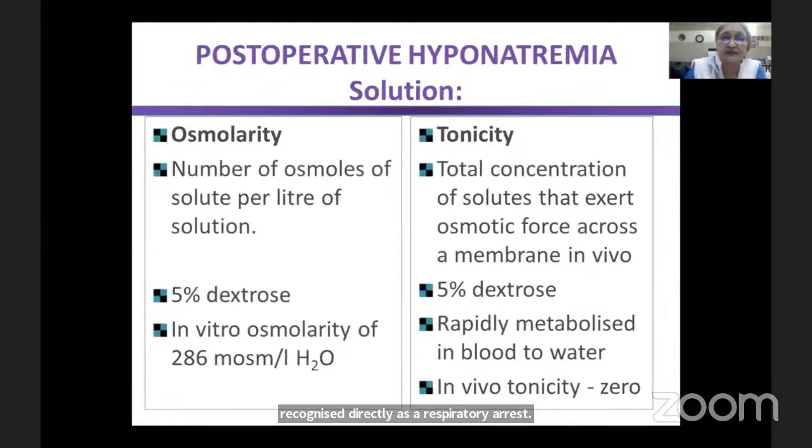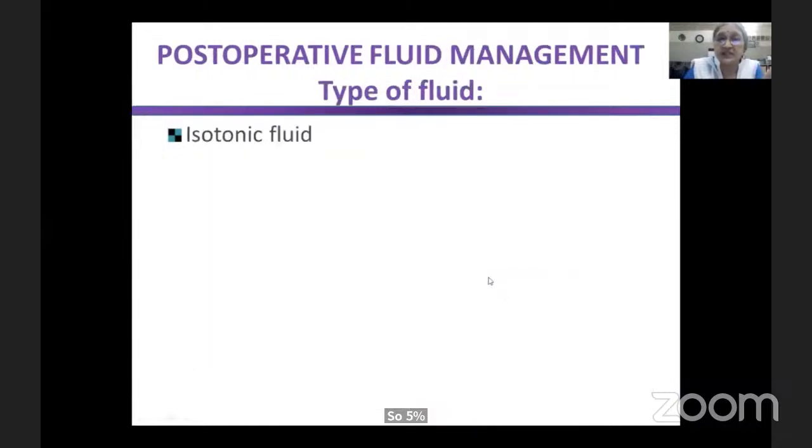And all of us must remember there's a difference between osmolarity and tonicity. Now, osmolarity, even a 5% dextrose is almost isoosmolar. In vitro osmolarity is 286 milliosmol per liter. But tonicity is the total concentration of solutes that exert osmotic forces across a membrane in vivo. So 5% dextrose, when you give, the dextrose will get rapidly metabolized. So what will be remaining is water, and in vivo tonicity of this is 0.